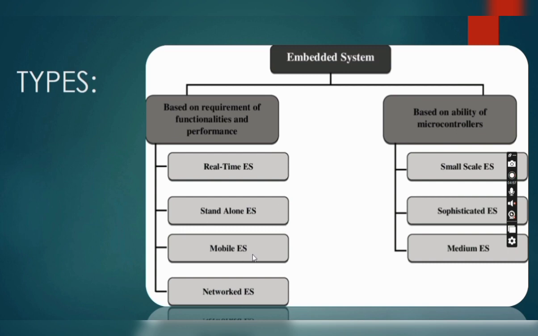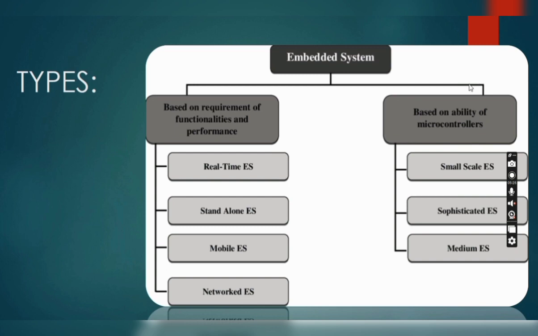Then mobile embedded systems. Mobile embedded systems are small and easy to use and require fewer resources. For example, mobile phones or a digital camera. Network embedded systems are connected to a network which may be wireless or wired to provide output to the attached device. For example, home security systems, ATM machines and card swipe machines are examples of network embedded systems.